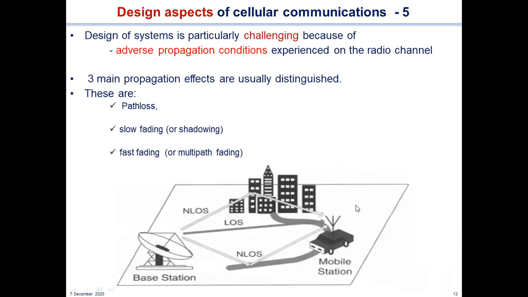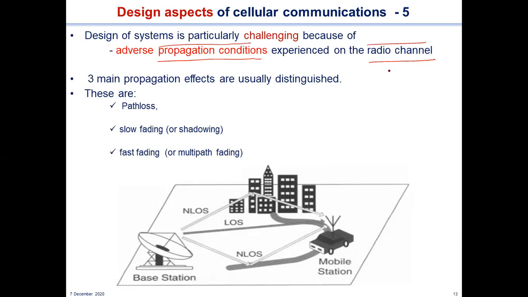So now coming to design of a mobile communication system is particularly challenging because of the adverse propagation effects. We have studied adverse propagation effects already, but let's just mention here. This is the main problem with mobile communication: the adverse propagation conditions. Otherwise, there won't be any problem at all, which is experienced on the radio channel.